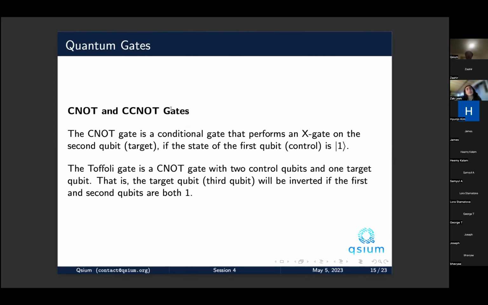Now these are more interesting gates. They are CNOT and CCNOT gates. So we are now looking at multiple qubits. I'll draw a CNOT gate for you. So a CNOT gate looks like this.